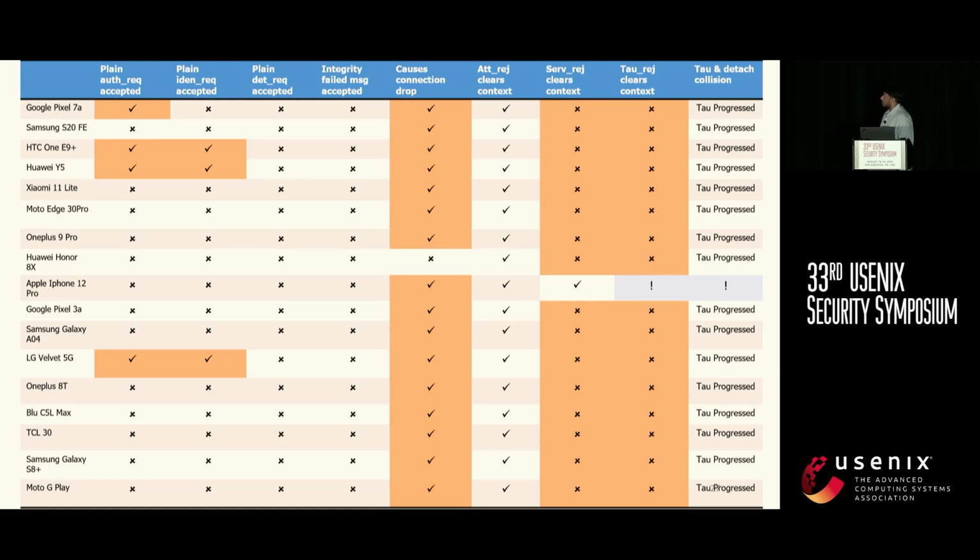For example, in the first column, we check whether the plain text authentication request message is accepted after the security context has been established. We see that the Google Pixel 7a, which is a very new device, still accepts the plain text authentication message and also the plain text identity request message.